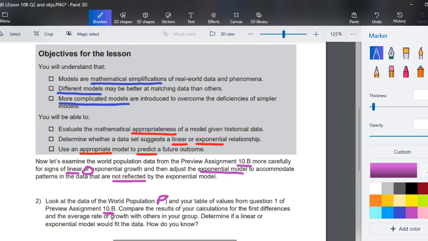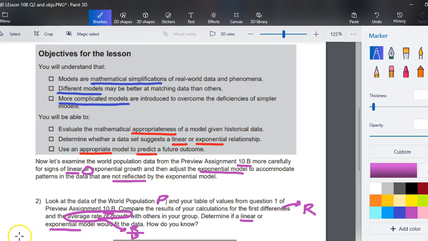Compare the results of your calculations for the first differences. I want you to go ahead and write down for first differences, capital R. And then the average rate of growth with the others. And again, you don't have a group, so we're comparing, but we'll compare with you and me. And on the average rate of growth, I want you to put R for the first differences divided by P, the population. Determine if a linear or an exponential model is going to fit the data best, and how will you know?